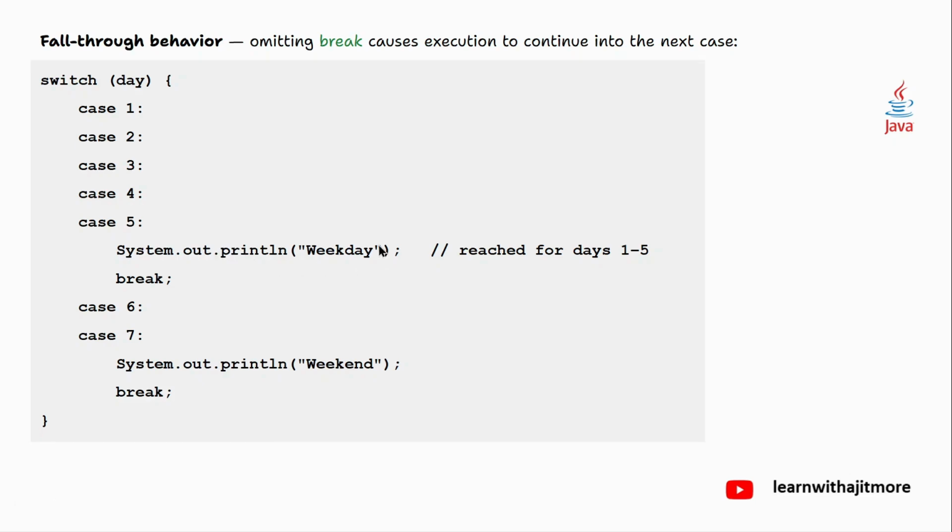Means if your day is either 1 or 2 or 3 or 4 or 5, it will stop here only: weekday, break and come out. Now same, if the day is 6 it will come here, no break, therefore fall through, 7 weekend. And if the day is 7, then also case 7, weekend, break. Now for the last case, actually there is no compulsion to put break if it is a last case. So anyway, after the last case, the switch case is getting over. So it's not mandatory to put break in the last.